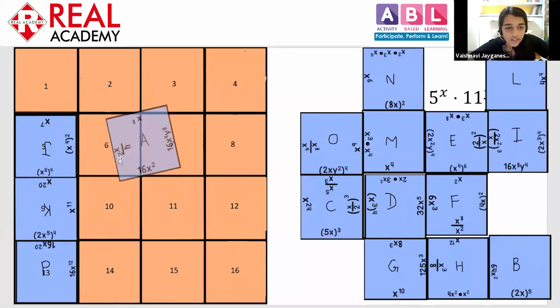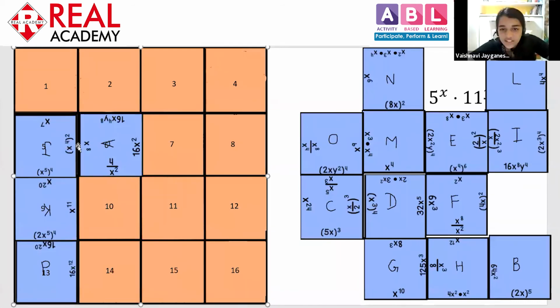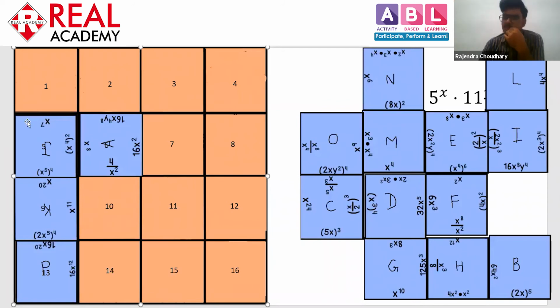Okay, this is simplified, sorry. Yes, this is the simplified part. No? It's the question over here. Yes sir, that's what I'm finding right here, but I'm unable to find it. Any other position somebody wants to answer? Find out where is x raised to 11.